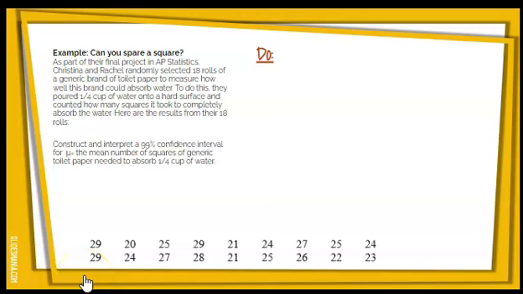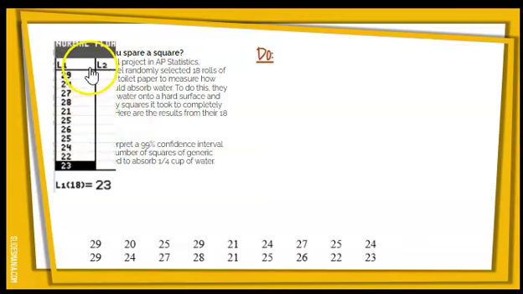All right, the do step. So the first thing that I would do in a problem like this, before I really start writing anything down, is to enter my data into list one. So I've taken the time and I've entered the 18 pieces of data in list one.